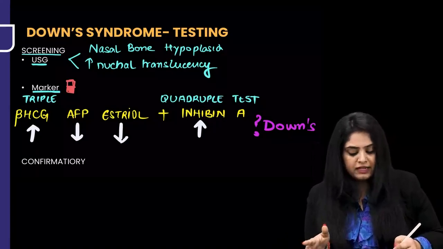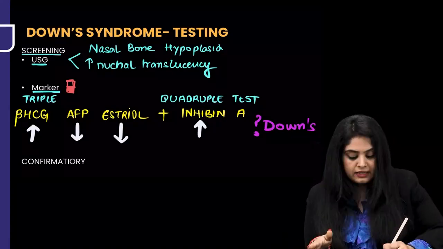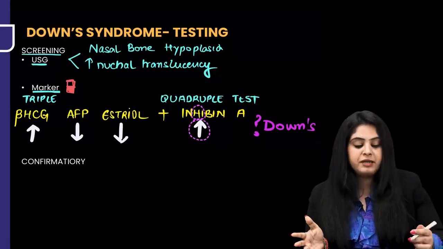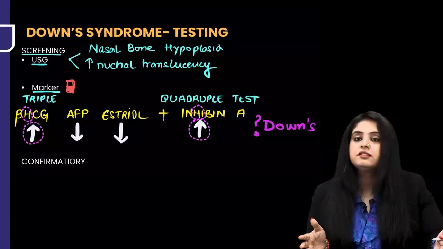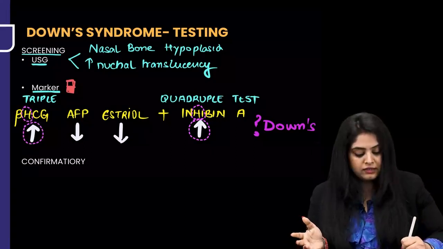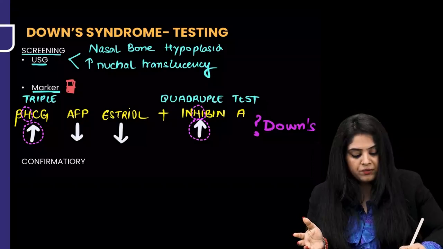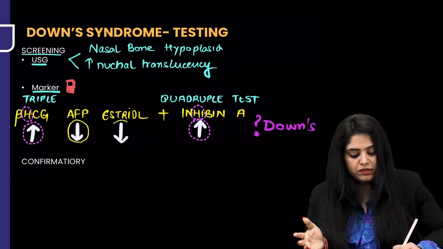Look, whatever things have H in them, high in them: inhibin has H in it, so when inhibin is high, I suspect Downs. Beta HCG has H in it, so when beta HCG is high, I suspect Downs. Look at the others. The others are simply low. You can see alpha fetoprotein is low, estriol is low.